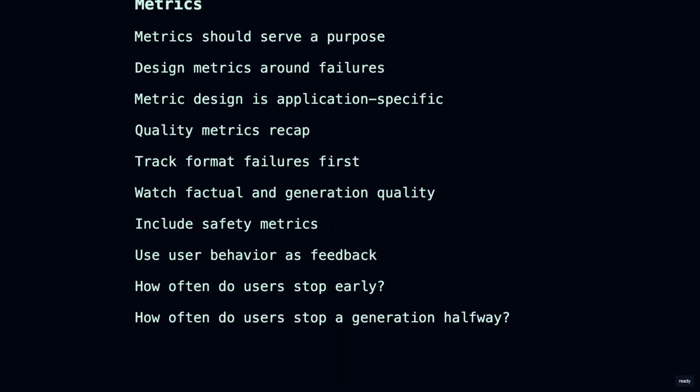If users interrupt a generation, that could be a signal that the output is too slow, too long, or simply not useful. It is one of the most direct behavioral indicators of friction.